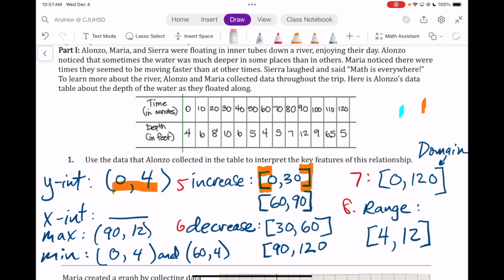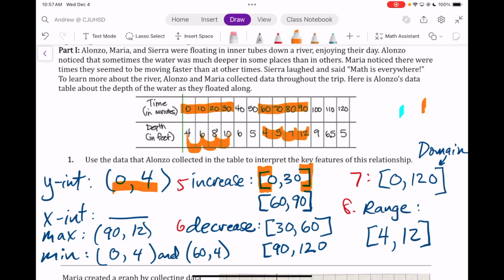So intervals of increase. From 0 to 30 minutes, it increases. And we look at the y to determine that. It goes from 4 to 6 to 8 to 10. But then we go up on top to determine what the interval is. Now later on, you go from 4 to 5 to 7 to 12. You're increasing again. So 60 to 90 is the interval of increase.